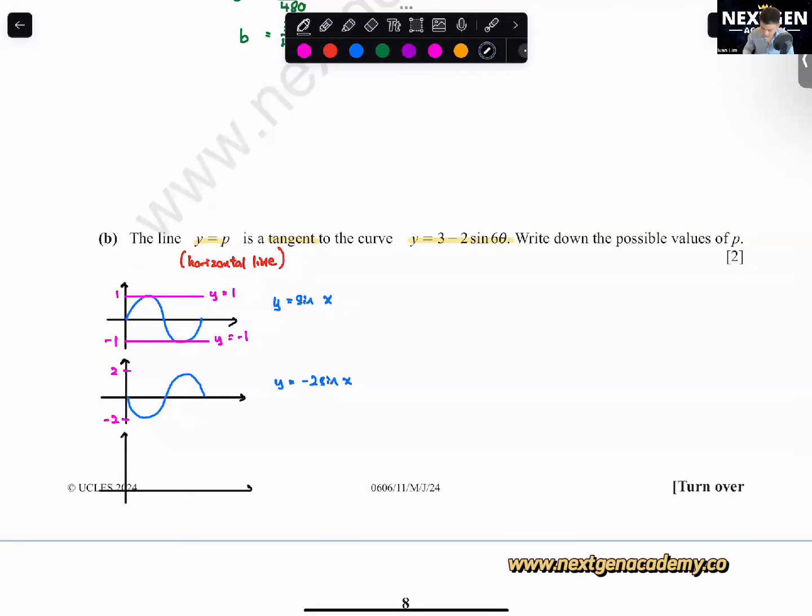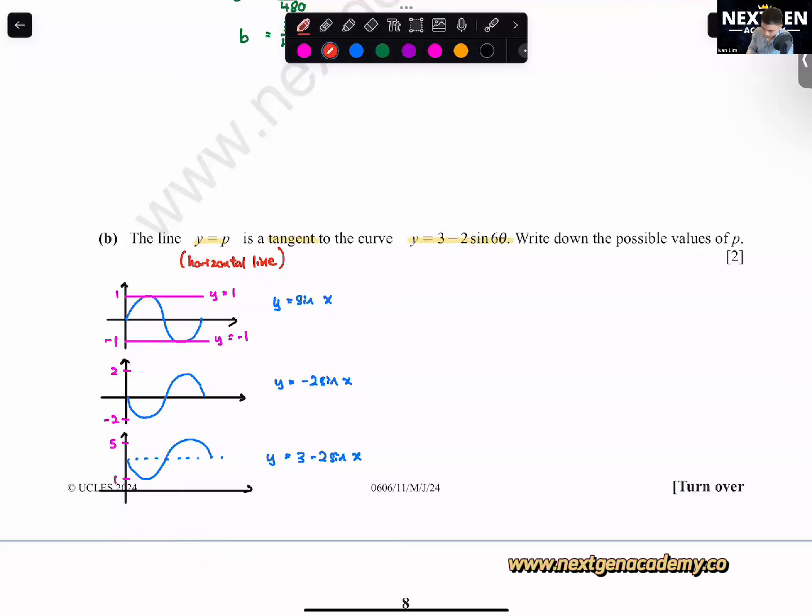So your lowest point, -2 plus 3 will become 1. And then 2 will become 5. So your graph will look something like this. Y equals 3 minus 2 sine x.